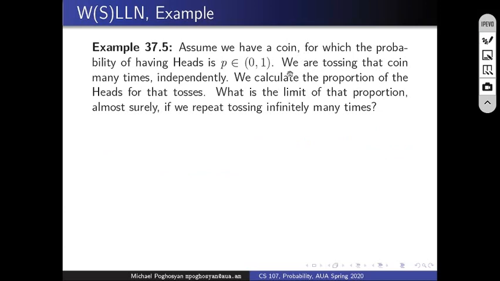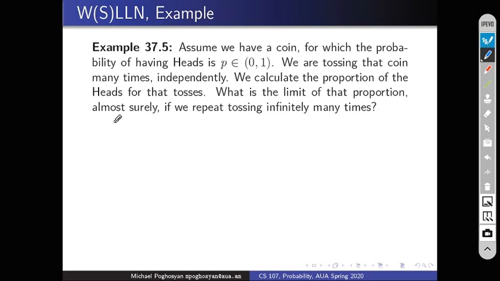Assume we have a coin for which the probability of heads is p. We are tossing that coin many times independently. We calculate the proportion of heads for those tosses, so how many times we had heads over the total number of experiments. What is the limit of that proportion in the almost sure sense if we repeat tossing infinitely many times? In fact, we will have this p. This p is the limit of that proportion. Let's see why that is.